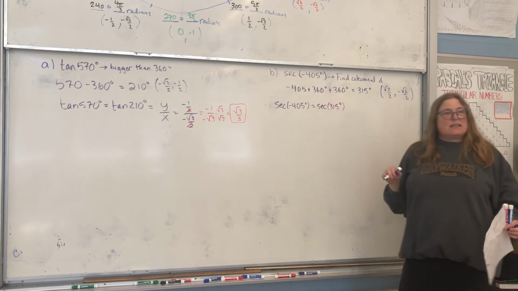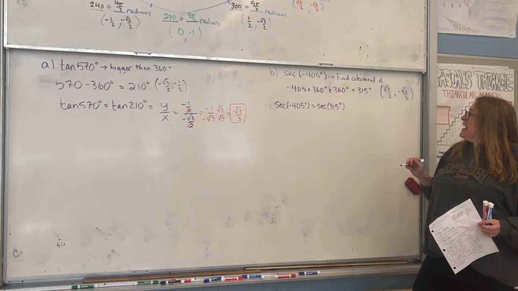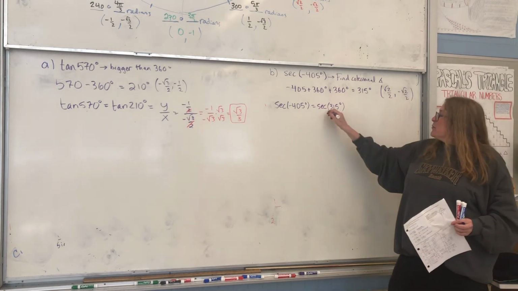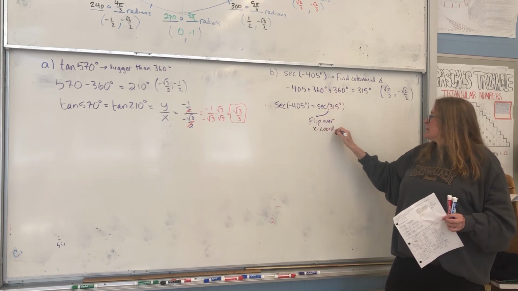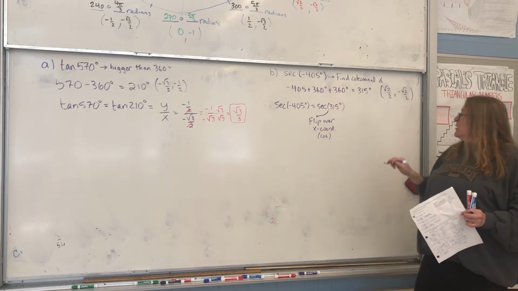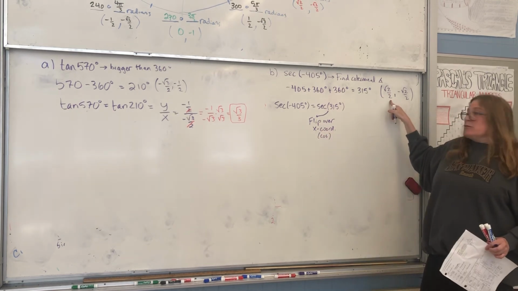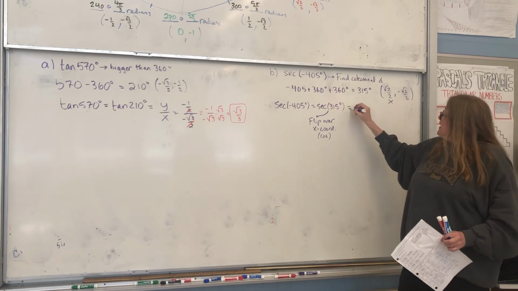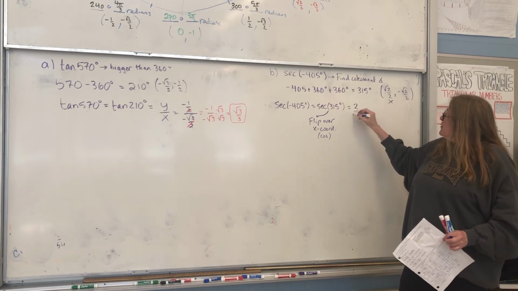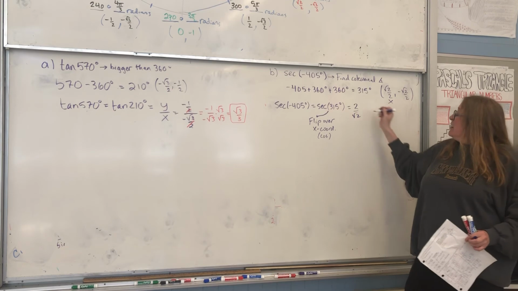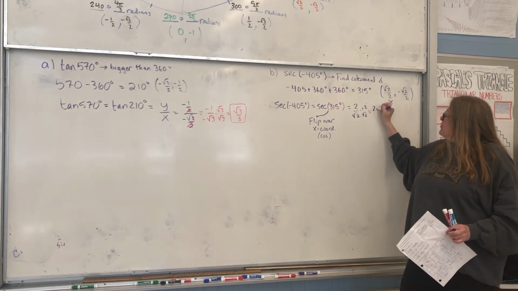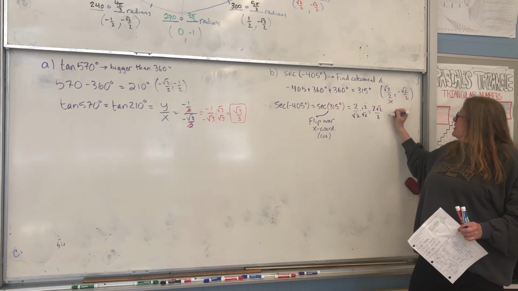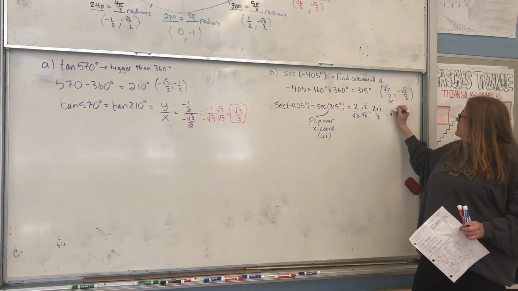Okay, what's the secant? The secant means I'm going to take the cosine and flip it over. Flip over the x coordinate. Well, the x coordinate is root 2 over 2, so I can say that's 2 over root 2. But we know that we have to multiply by root 2. So that gives me 2 root 2 over 2. Those go out and I'm just left with square root of 2.